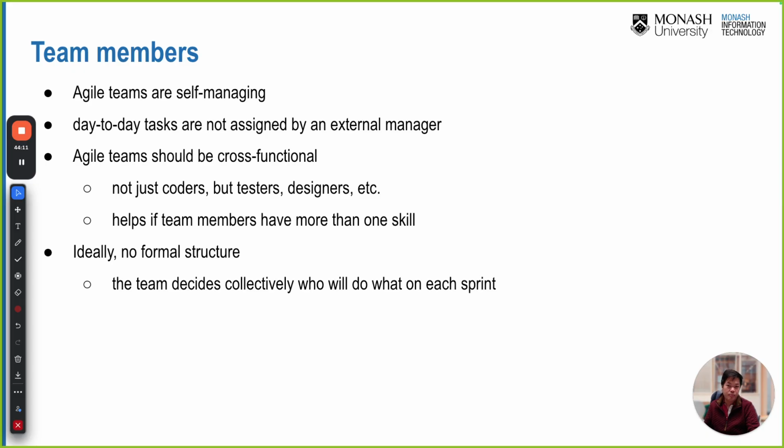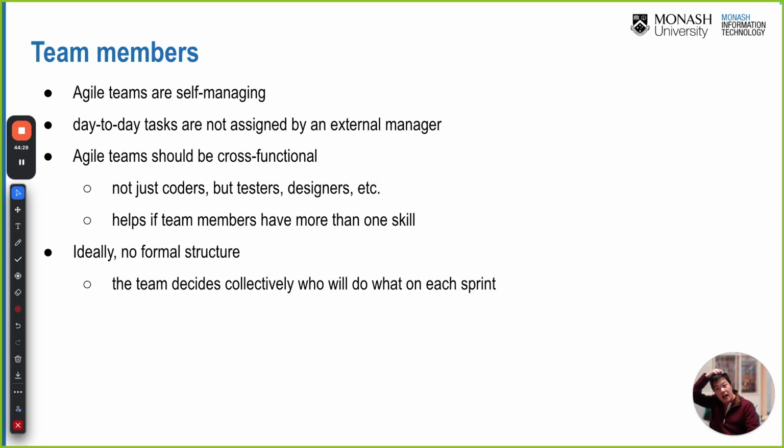Agile teams should be cross-functional. So it should not just be coders. You should know how to test your own code as well. You should have some knowledge about UX and UI design. You should help the team if the team members have more than one skill, right?